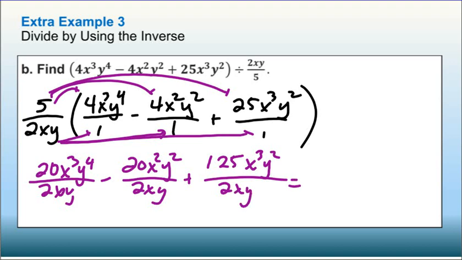My final answer would be 10x squared y cubed minus 10xy plus 125 over 2 x squared y.